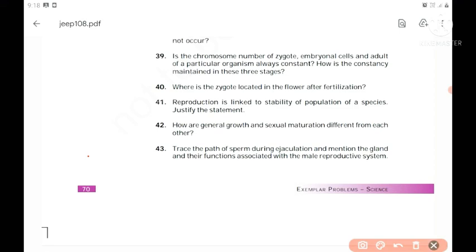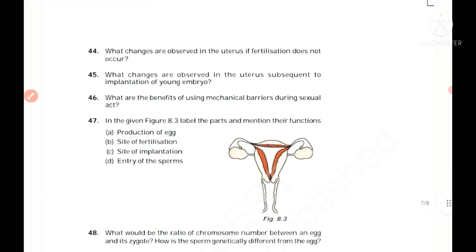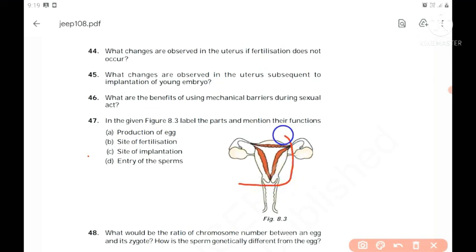Next question. Okay, 5 more. What changes are observed in the uterus when fertilization does not occur? Now this is the uterus. First thing is the extra lining of the uterus will degenerate or break down.